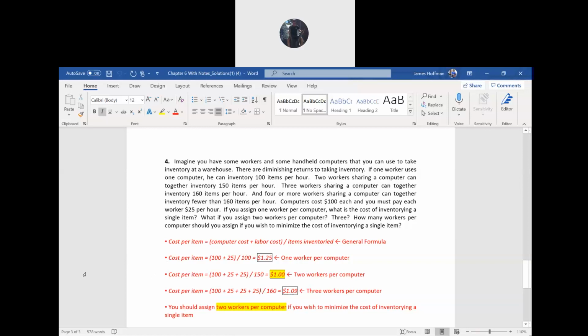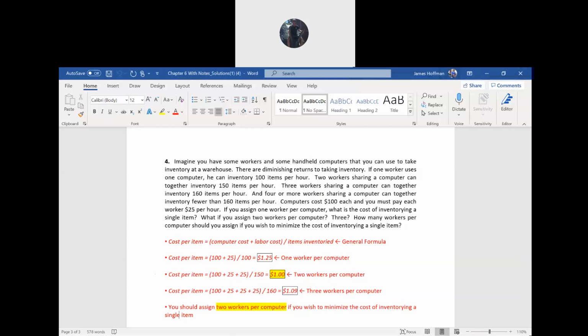So you can see what happens. This is 1 worker, then it minimizes here. We hit the turning point, and each time we add more workers, we're going to add additional labor costs to the computer, and you're going to get less productivity. So if we want to minimize the cost of inventorying a single item, we should assign 2 workers per computer to do that.